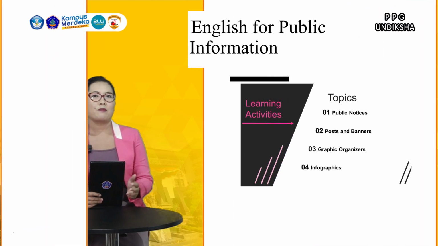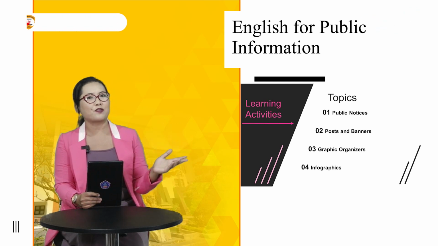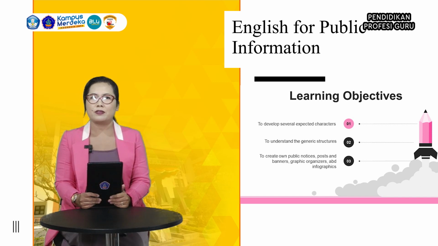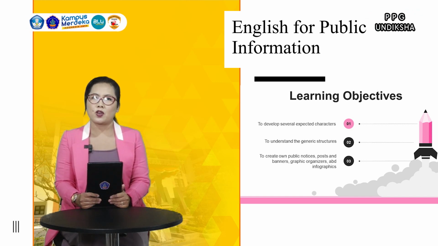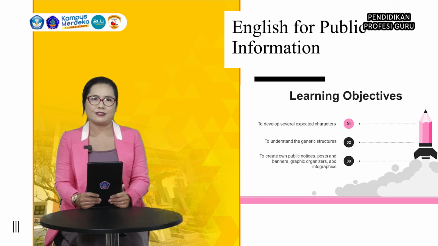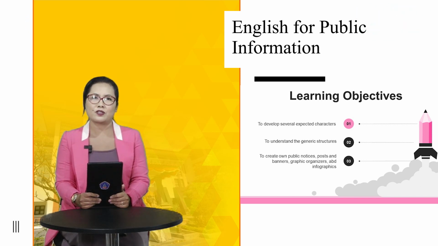This model covers 4 specific topics such as public notices, posts and banners, graphic organizer, and infographic. During the lesson, you are required to develop several expected characters, as well as your understanding by studying samples of those topics, including the social functions, text structures, and lexicogrammatical features. Also, you need to study the differences and similarities of those generic structures between a number of short functional texts.